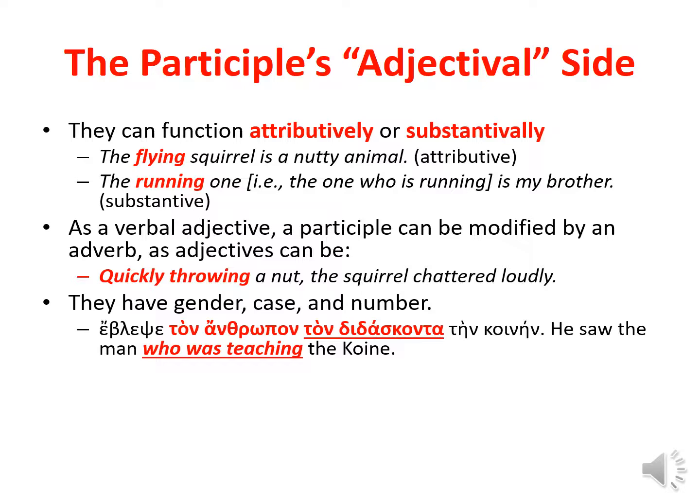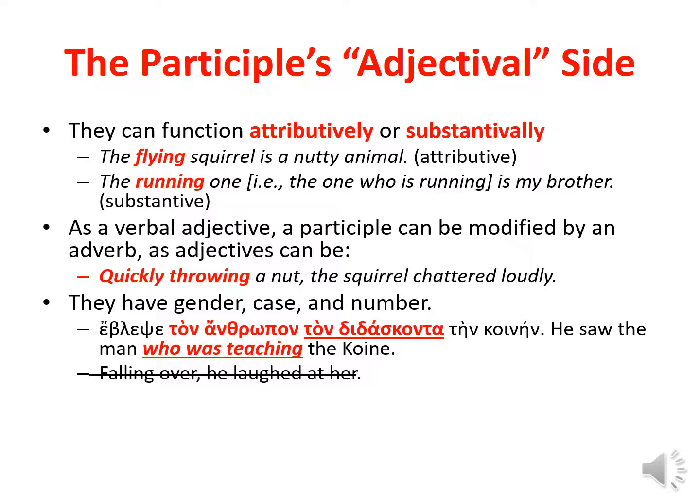Looking at the endings, particularly of the article ton that goes with the participle, notice that it agrees in gender, case, and number with ton anthropon. So both ton anthropon, the noun, and ton didaskanta, the participle, are accusative masculine singular. And that's how you can tell that they belong together. That one, the participle, is attributive of the other, the noun.